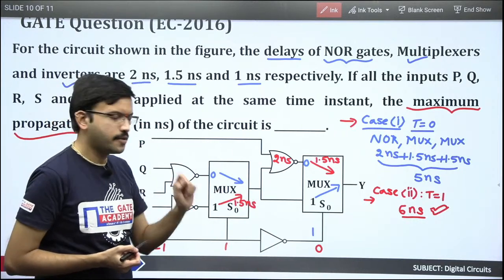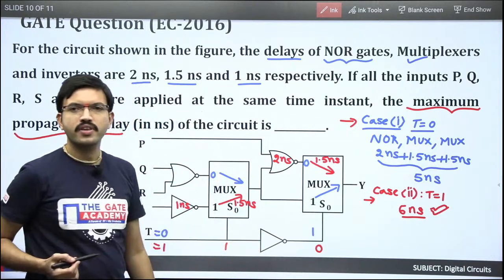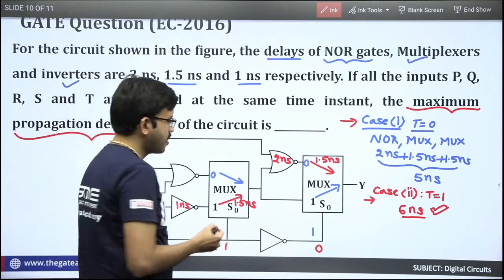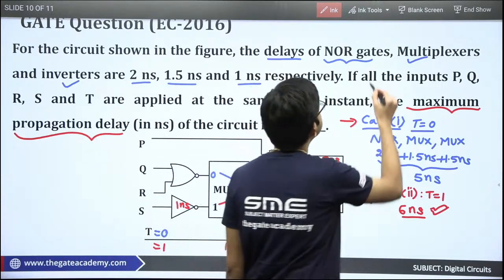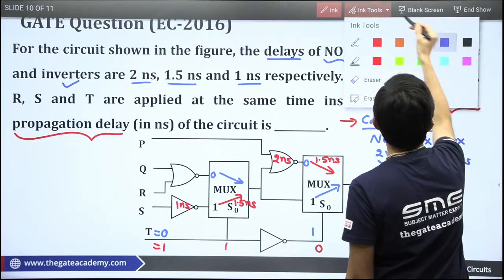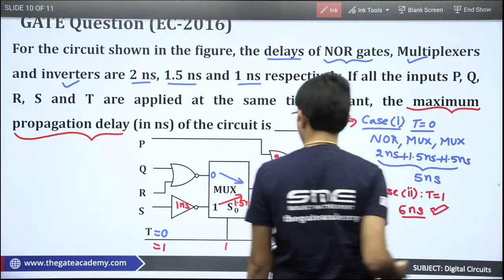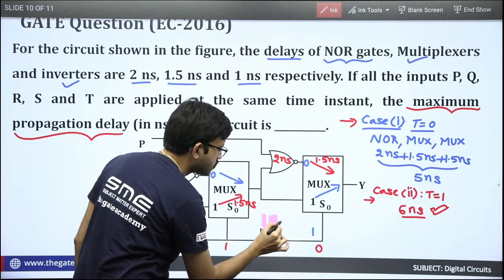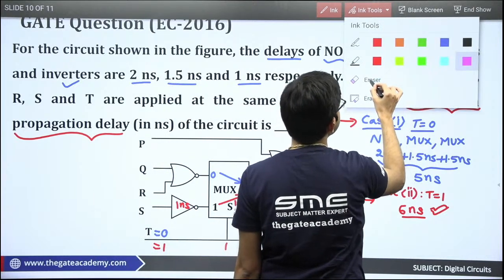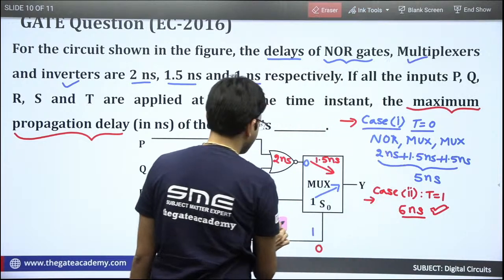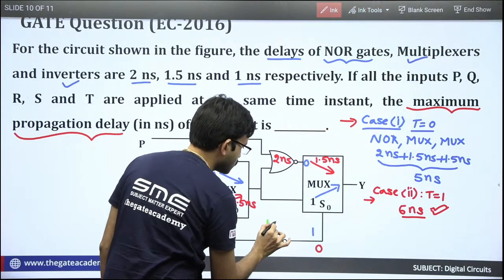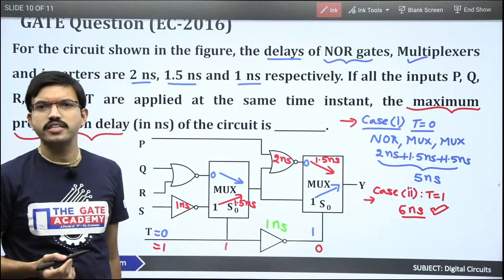Now some students might have a doubt: I have considered all the remaining components' delays, but I haven't considered this NOT gate delay. Why I haven't considered this 1 nanosecond delay? Any idea?